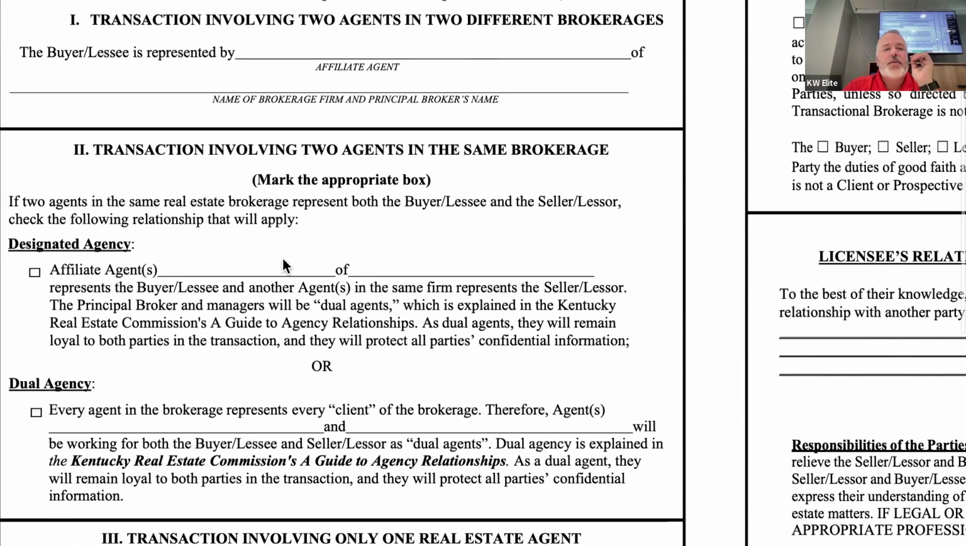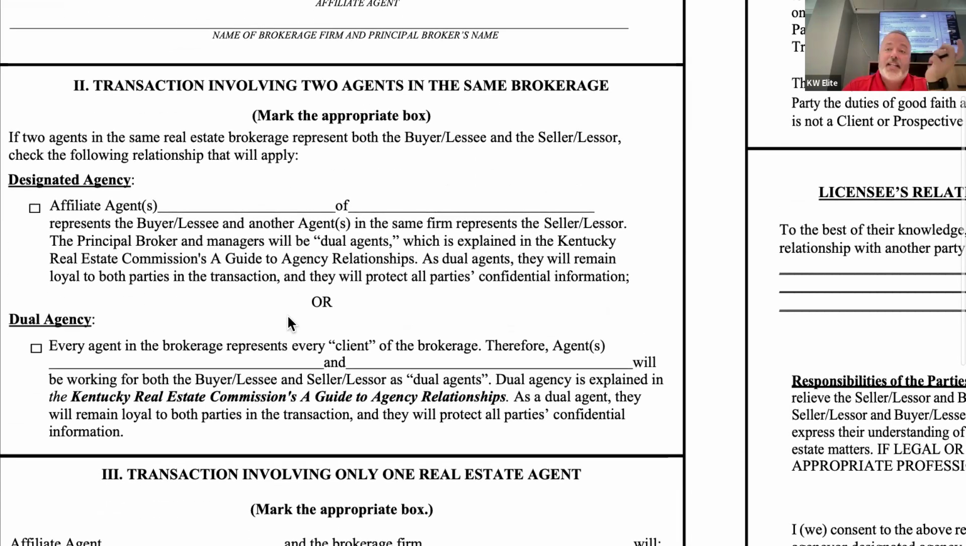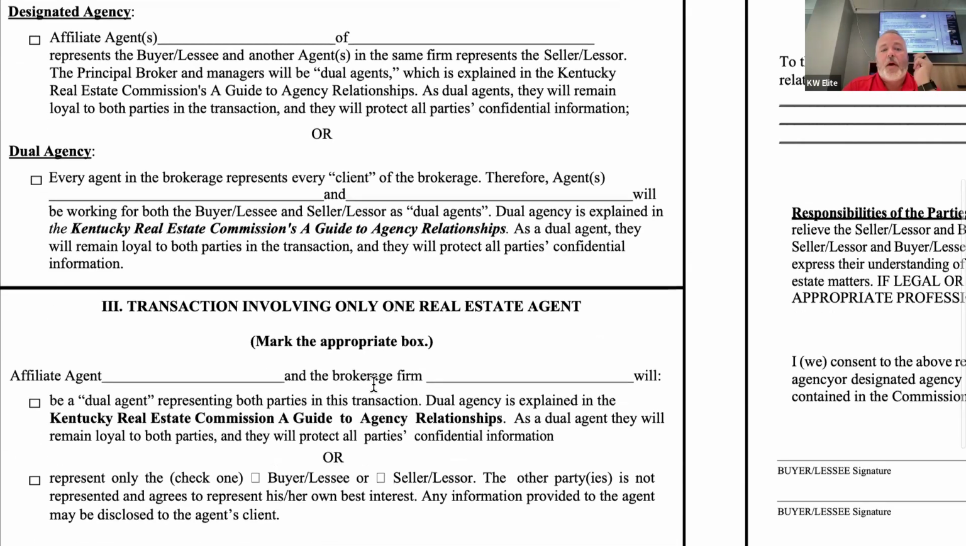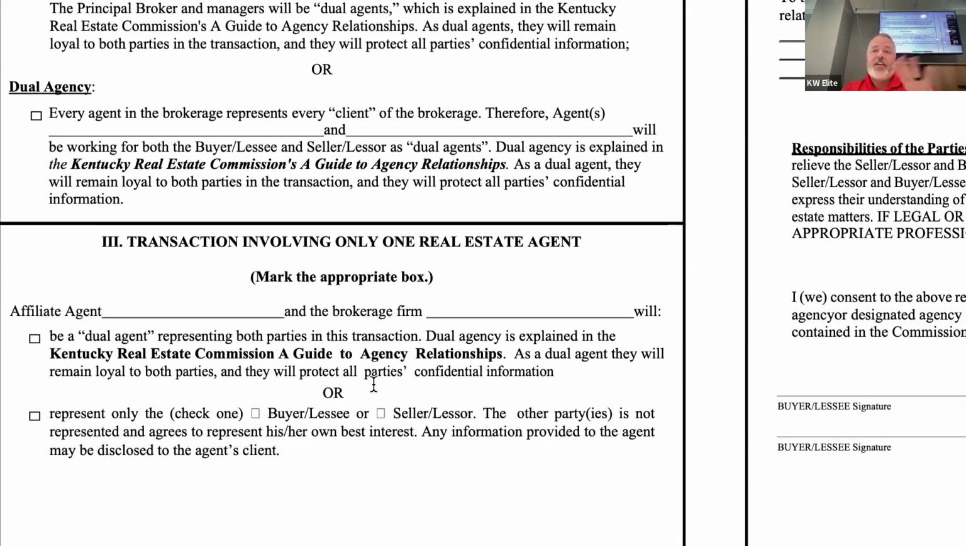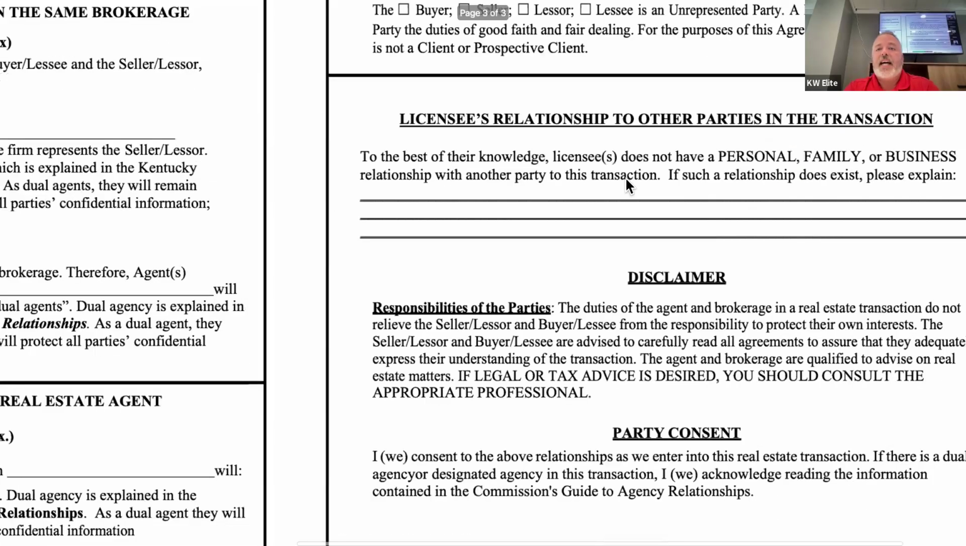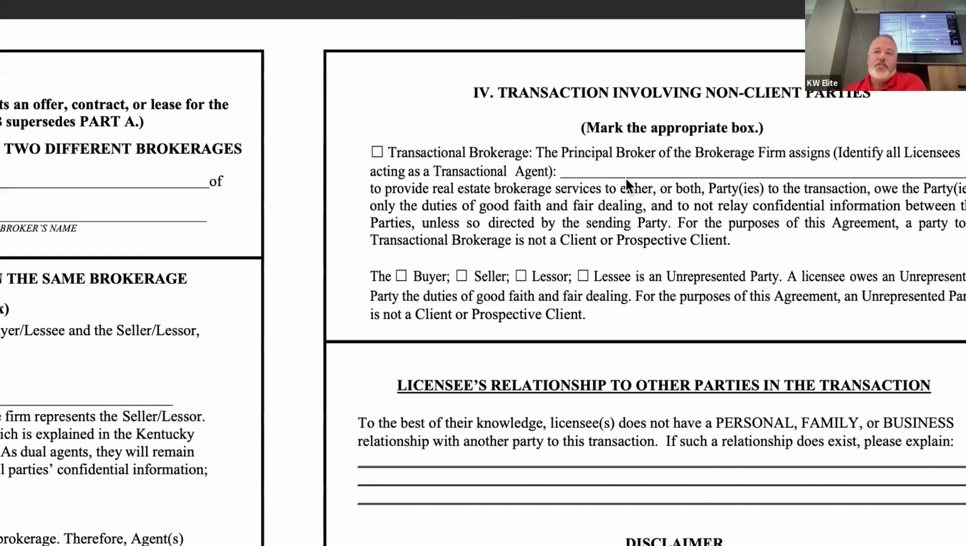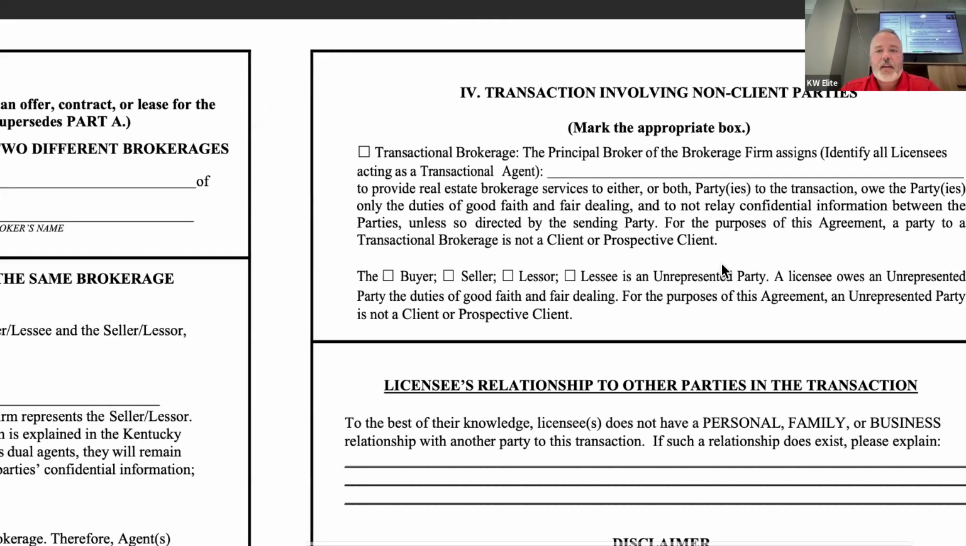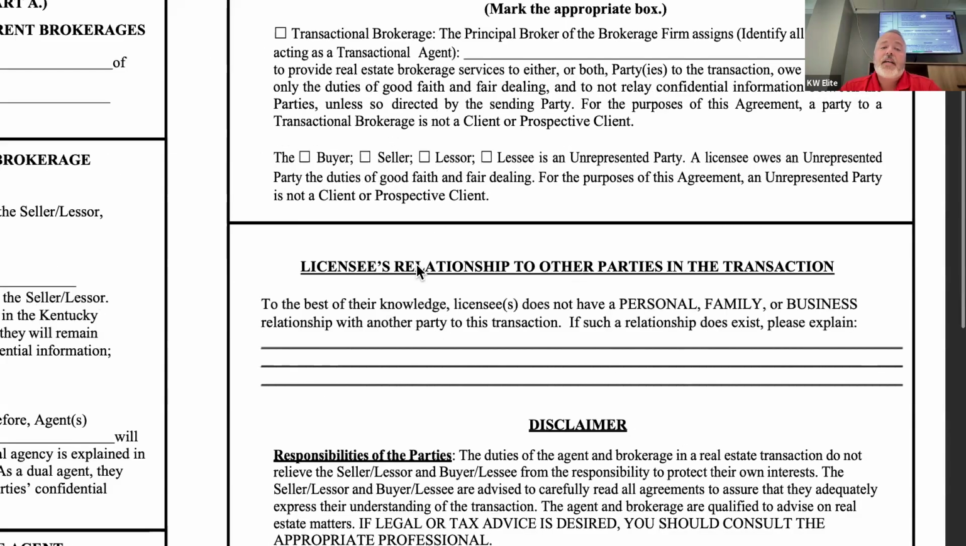Part one. Part two is two different agents in the same brokerage, and you're going to fill out the dual agency part here. Part three is you're the only agent and you're representing both parties. And then part four is licensing. So you only fill out one of those four parts depending on your relationship with the client and what you're doing inside that transaction.